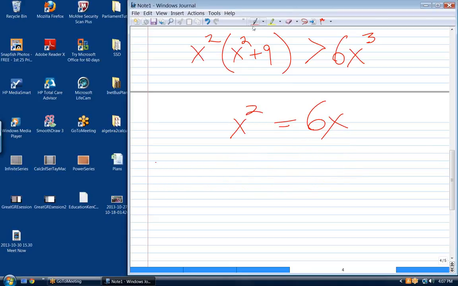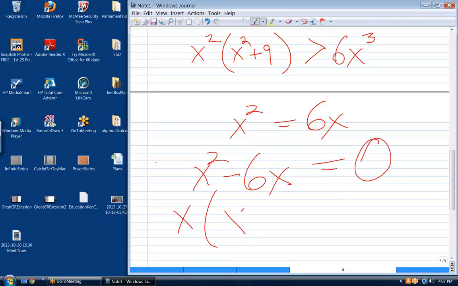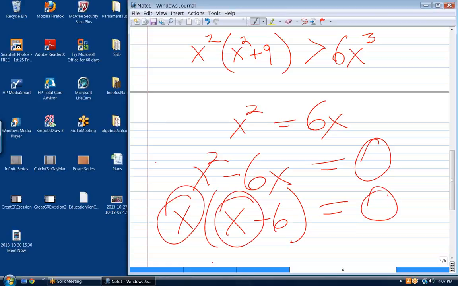So the proper way to solve this is not to divide both sides by x, but to subtract 6x from both sides. Now factor that. And notice now we have both solutions. We have x equals 0 or x equals 6.